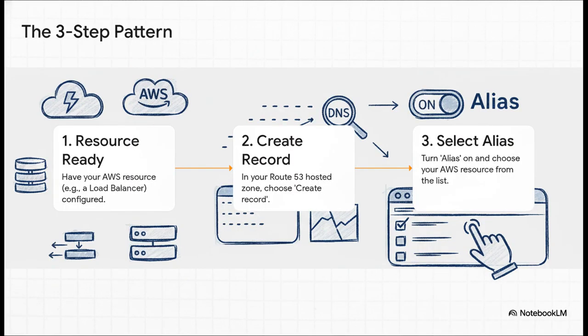It's literally 3 steps. Step 1, have your AWS thing ready to go, like your load balancer. Step 2, hop into Route 53 and click Create Record. And Step 3, just toggle the alias switch to On and pick your resource from a drop-down menu. That's it. Let's see it in action.